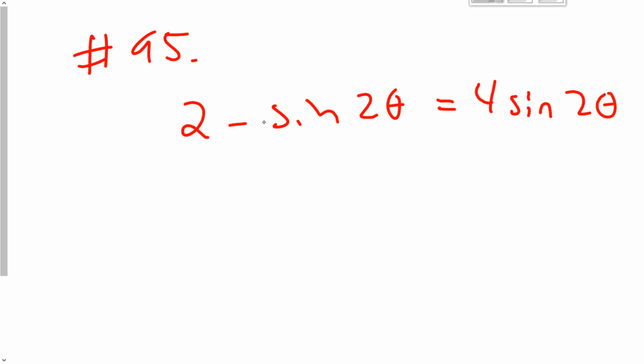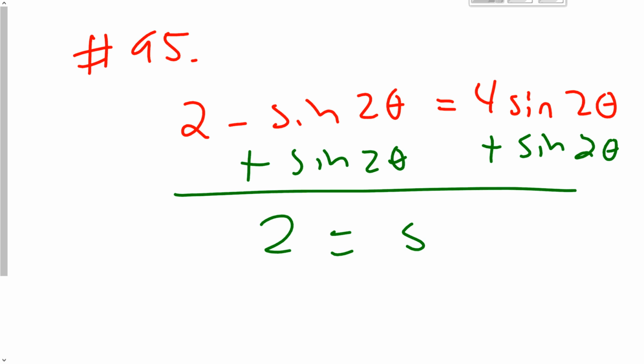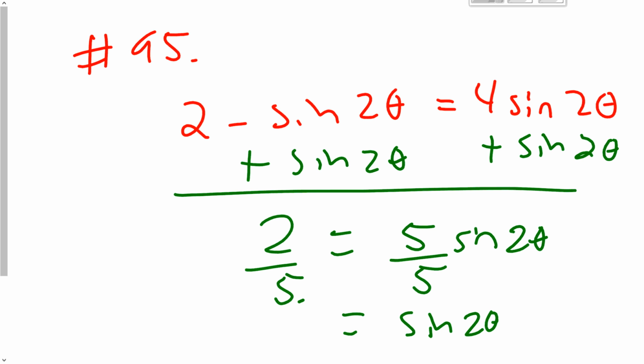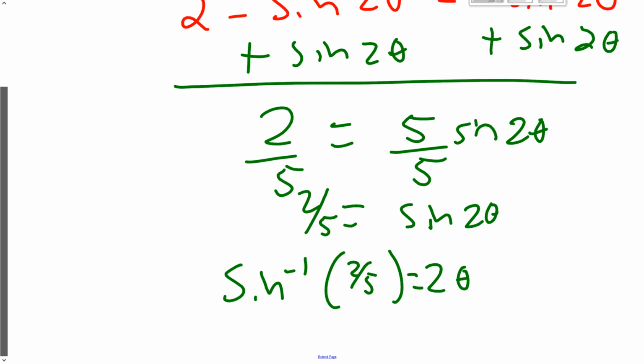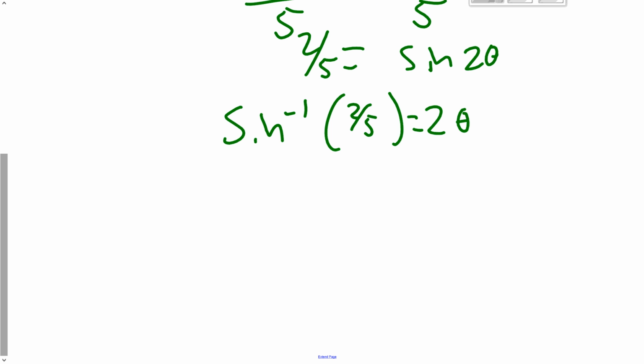Okay, number 95. We want to get our sine of 2 theta by itself. So if we add sine of 2 theta here, then we get 2 equals 5 sine of 2 theta. Divide by 5 on both sides. So sine of 2 theta is equal to 2/5. We're going to have to do this on our calculator. So sine inverse of 2/5 equals 2 theta. We're in degrees, so we go ahead and do that. Then we double all our answers, and then divide by 2. And so we should get these answers for number 95.